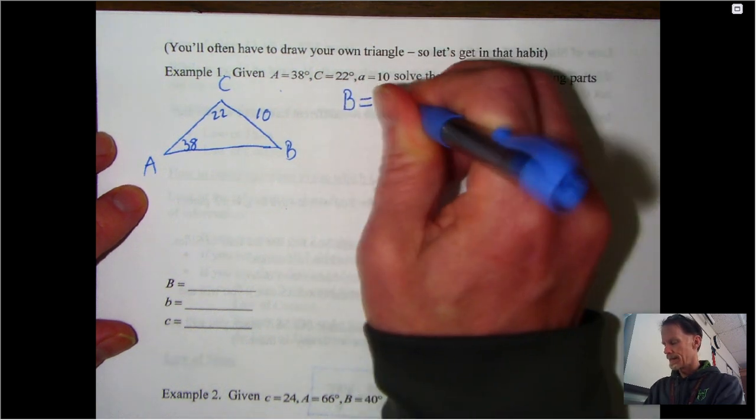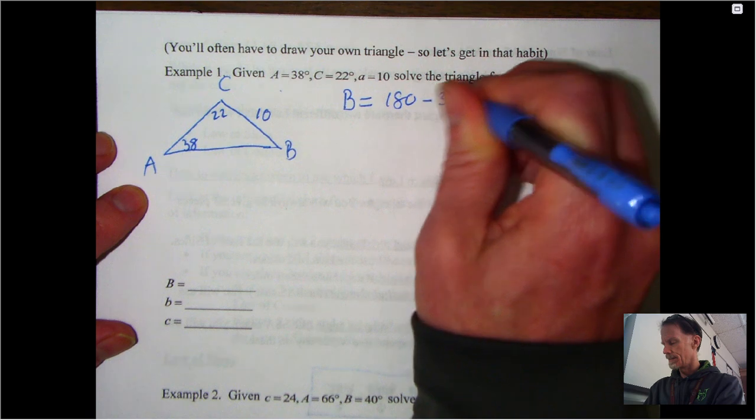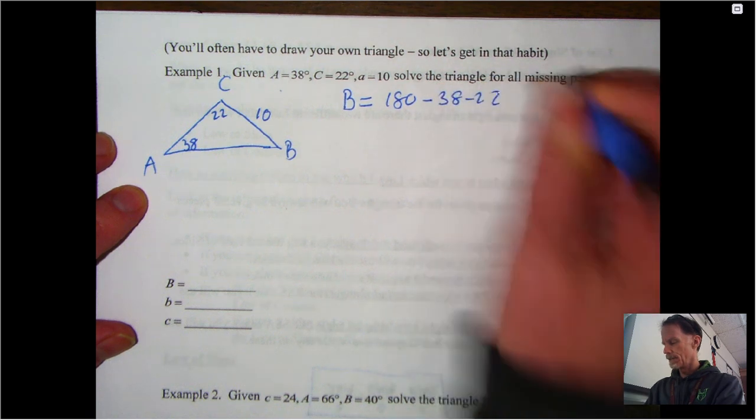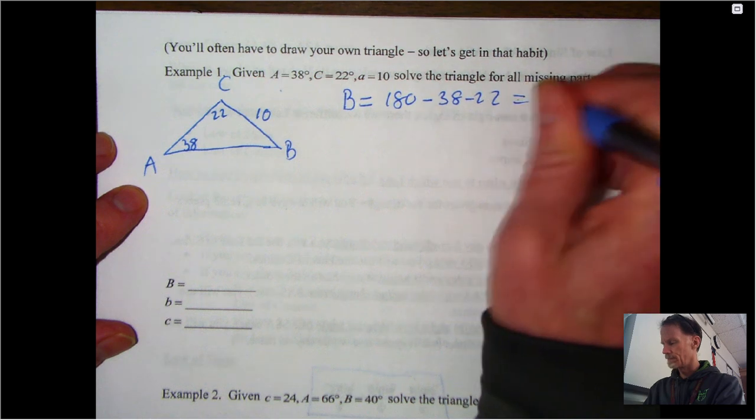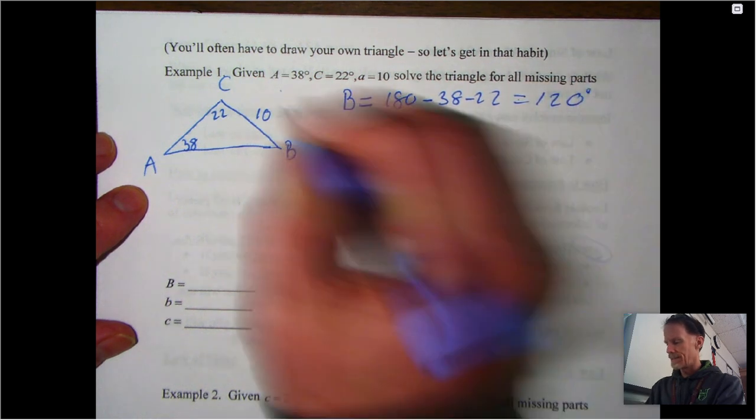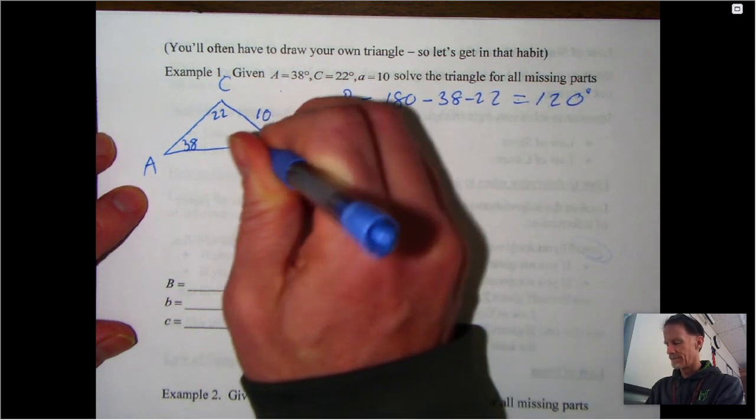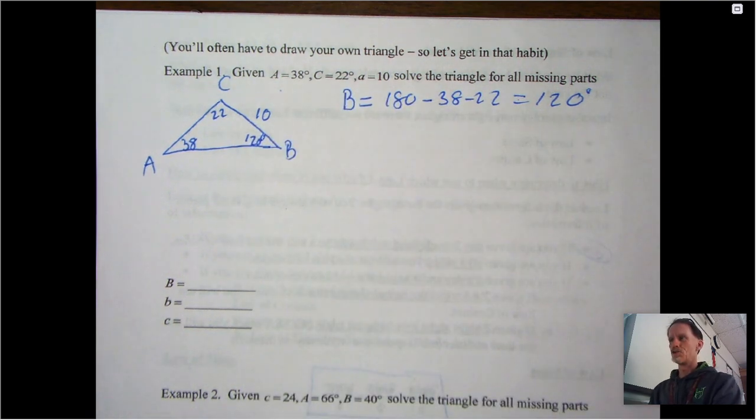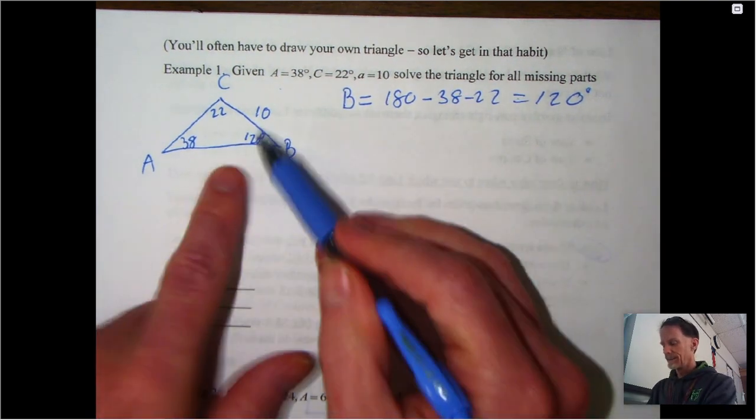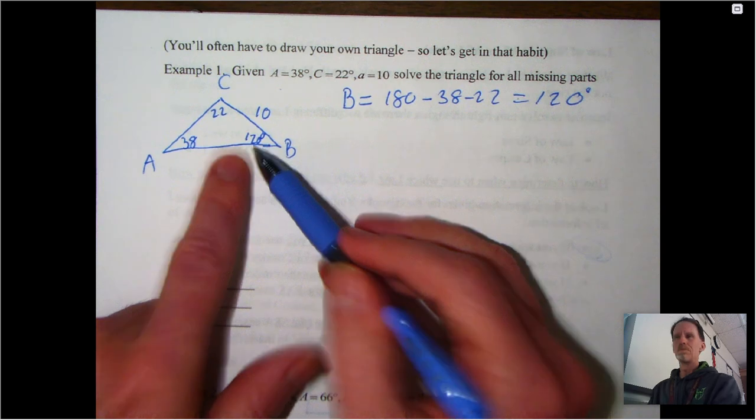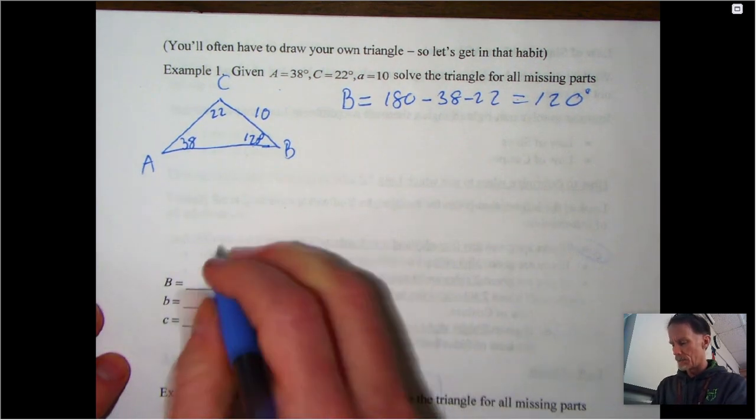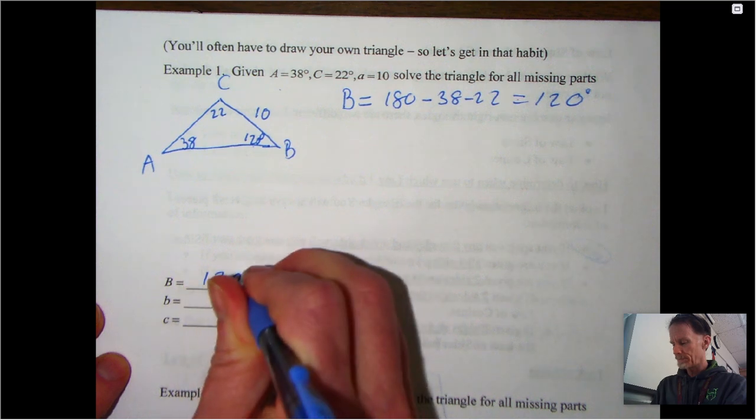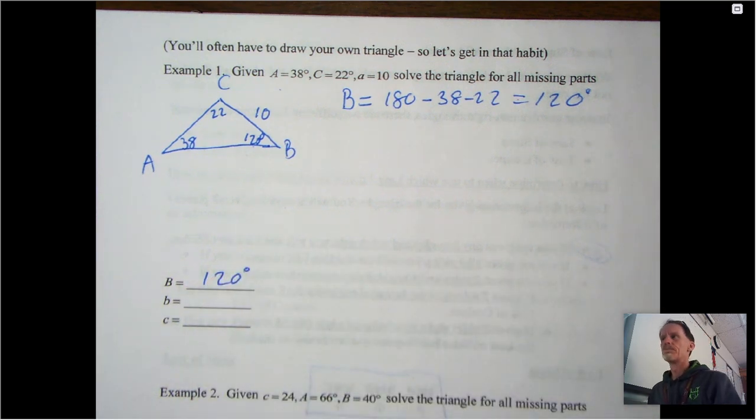So it'll be 180 minus 38 minus 22. 38 plus 22 is 60, so 180 minus 60 is 120. That'll be right there. And this is a good illustration of why my triangles are usually not very accurate, because clearly this is not a 120-degree angle. But again, I don't care what the triangle looks like. All I care about is the value for the different things I'm trying to find.